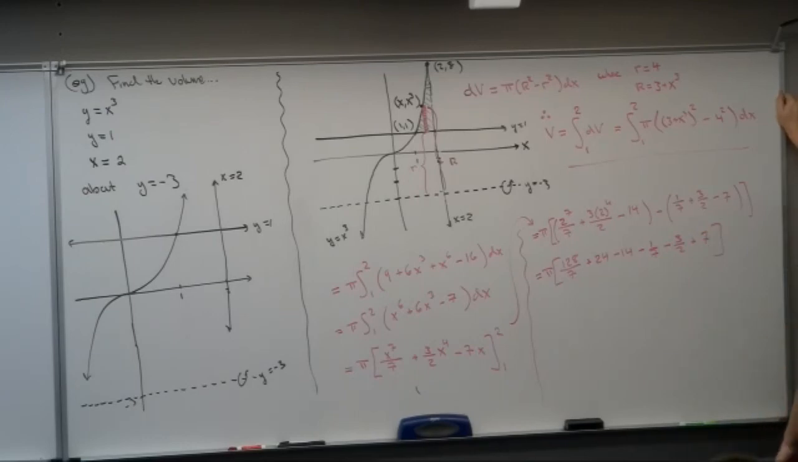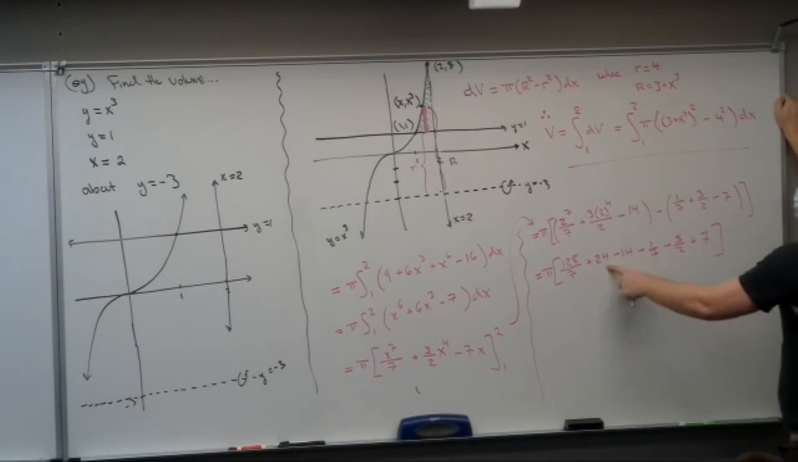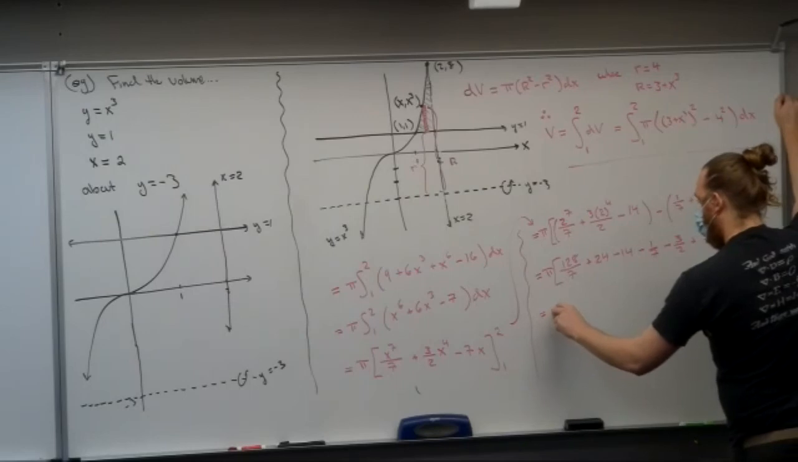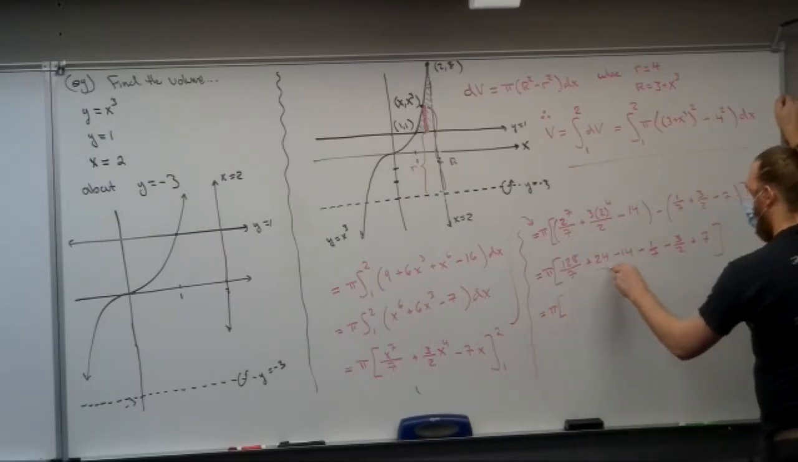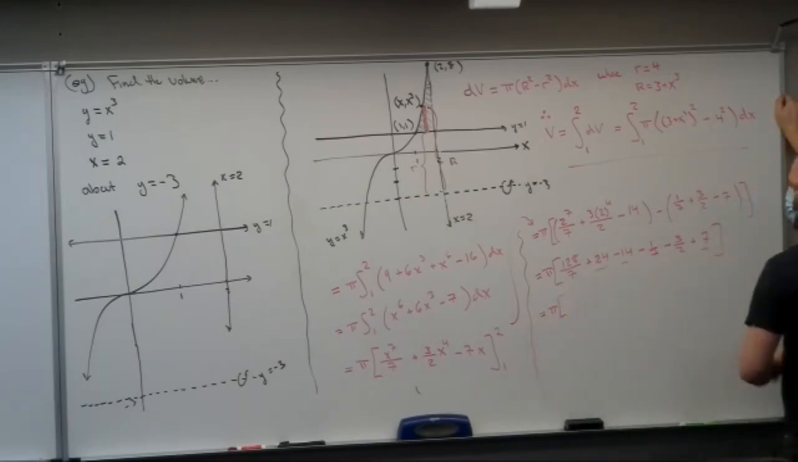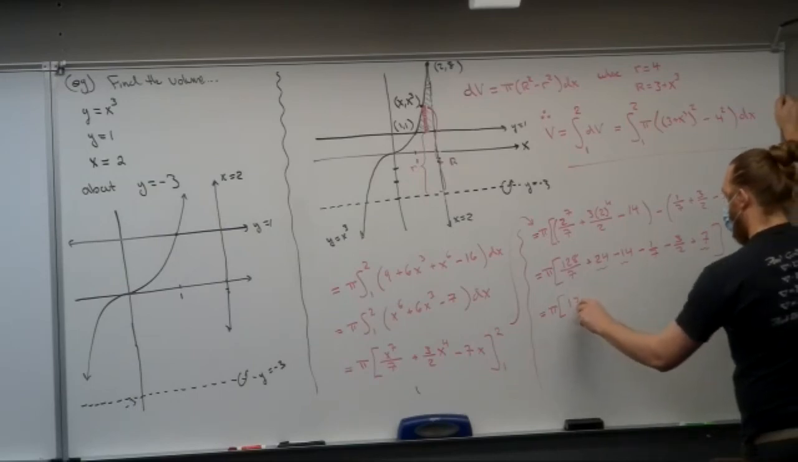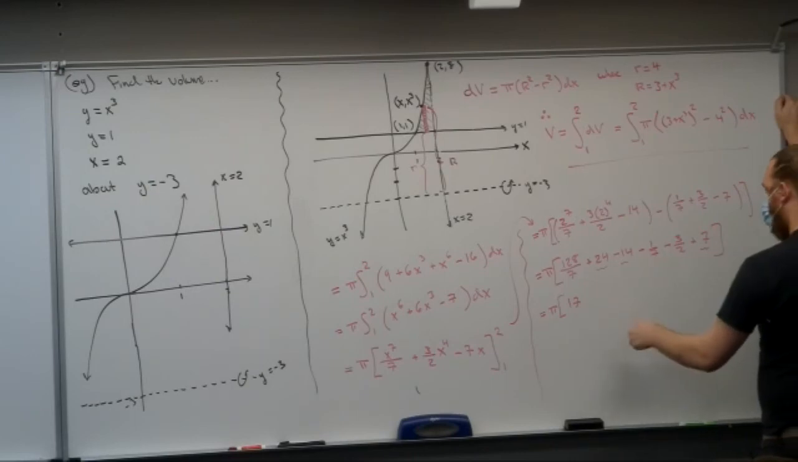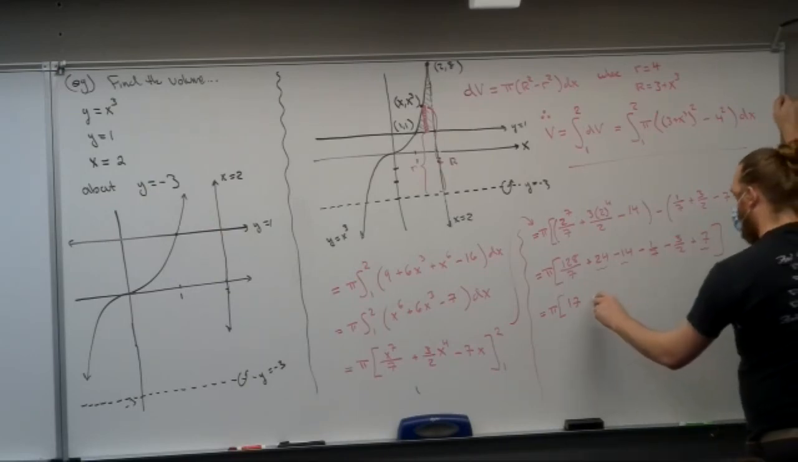So what are my integers? I've got minus 14 plus 7 is minus 7. 24 minus 7 is 17. And I have 128 sevenths minus 1 seventh, which is 127 sevenths.